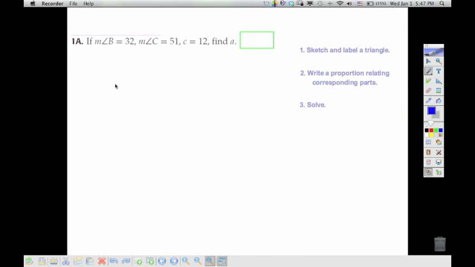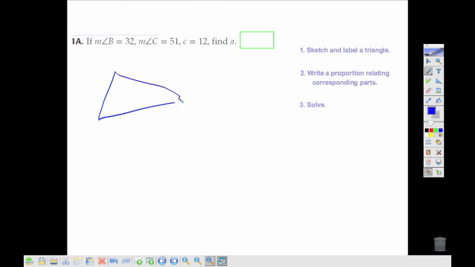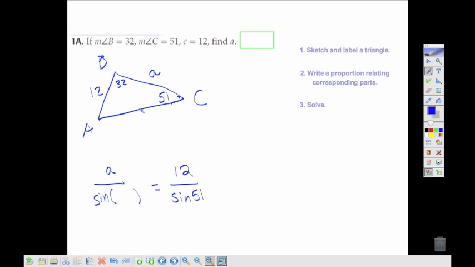In this example, again, we want to draw it first and label it. And notice what we want to find. We want to find A. Now notice that we can't find A right away because we would need to have the angle opposite of that. Right now we don't have enough information. All we have is C here and the angle opposite of that. We could find B right now, but that's not what we're looking for.